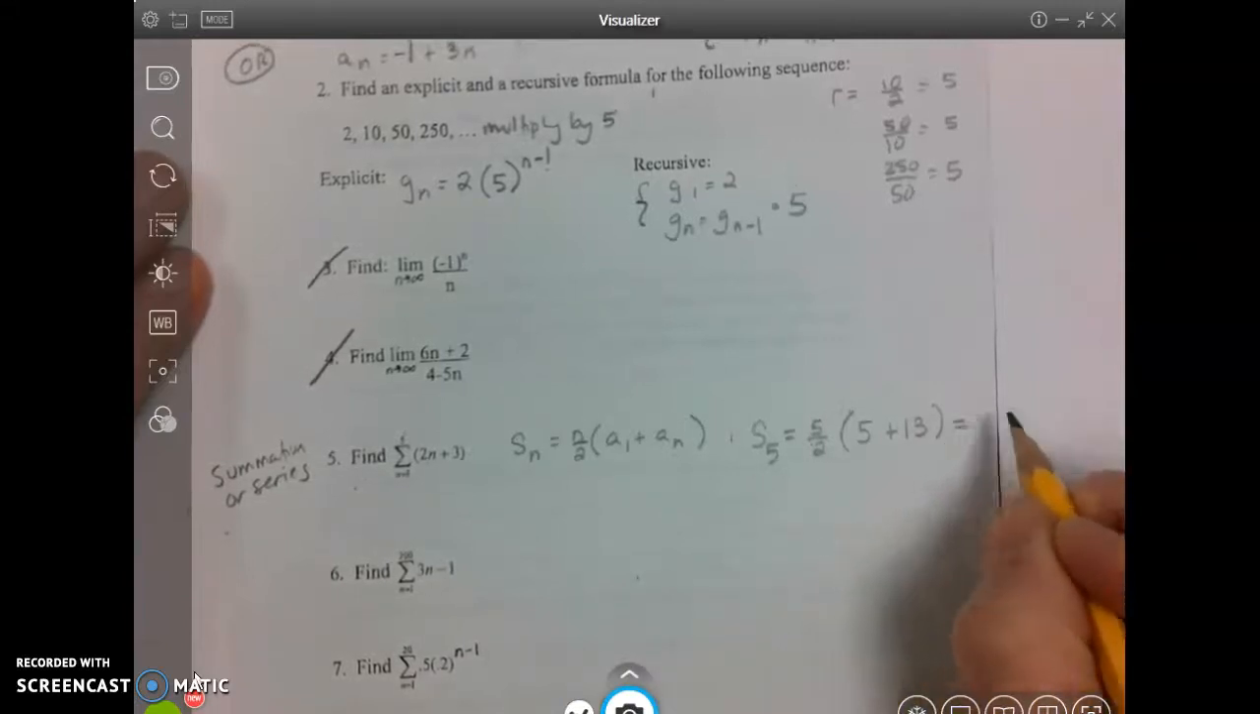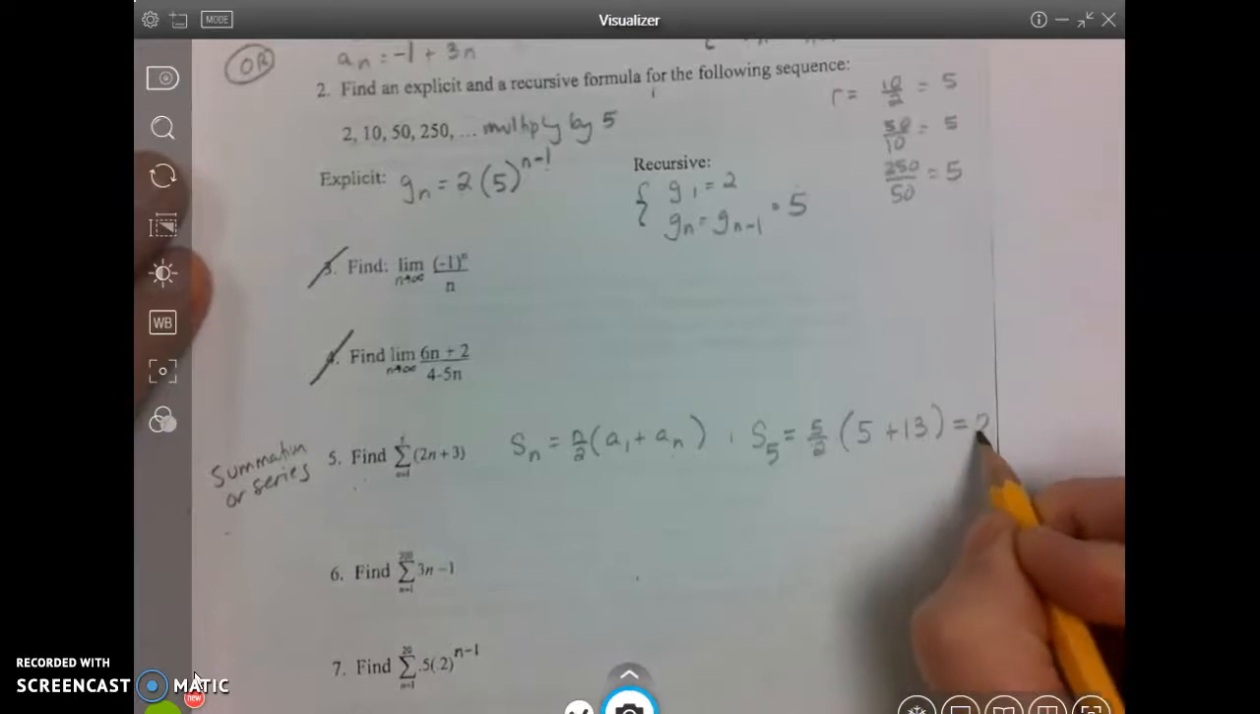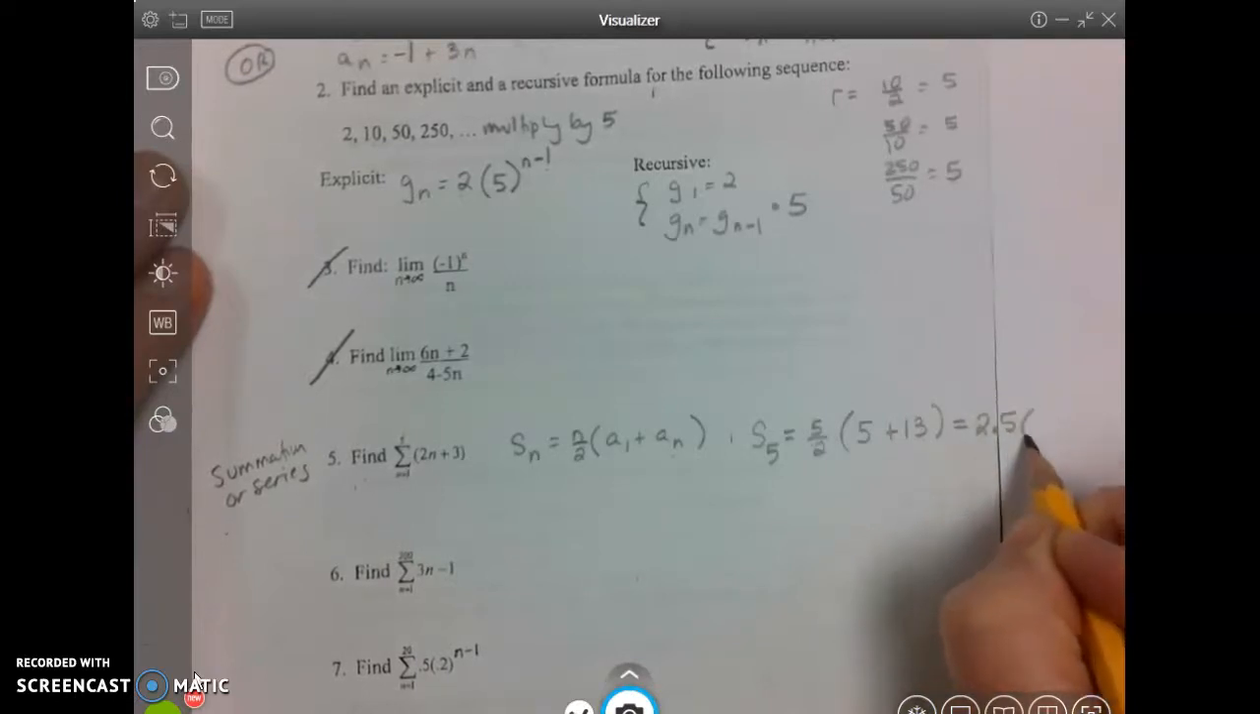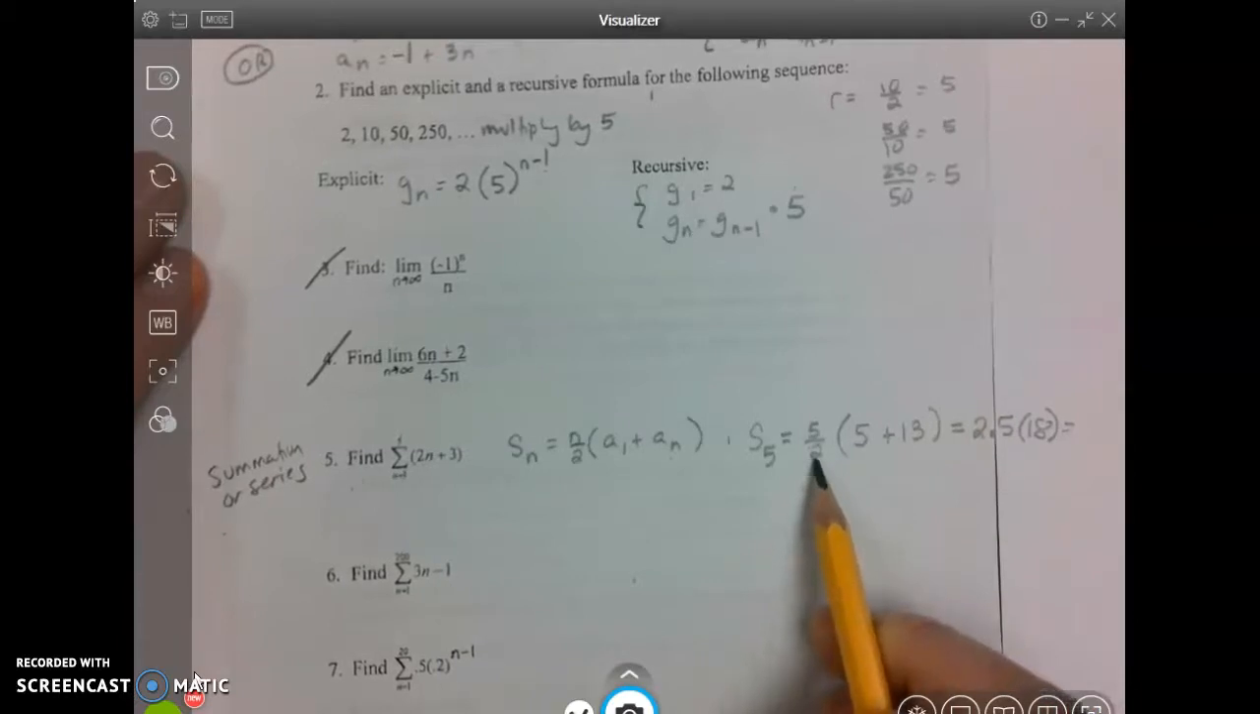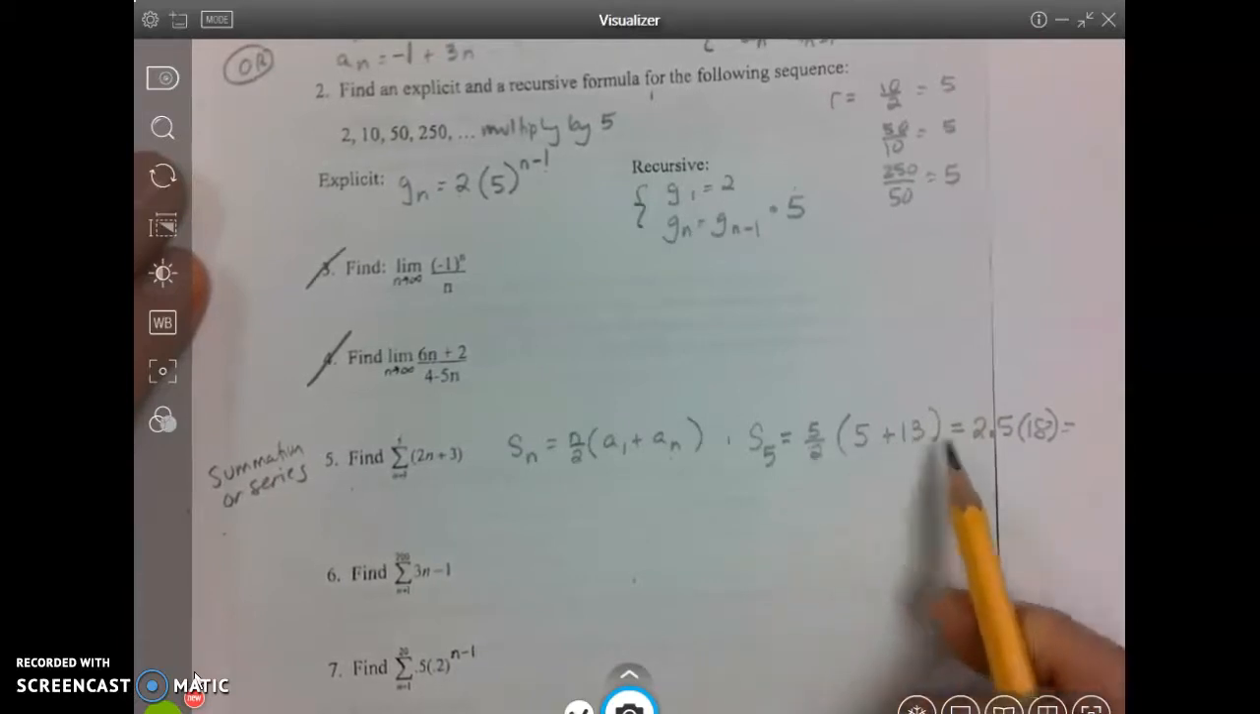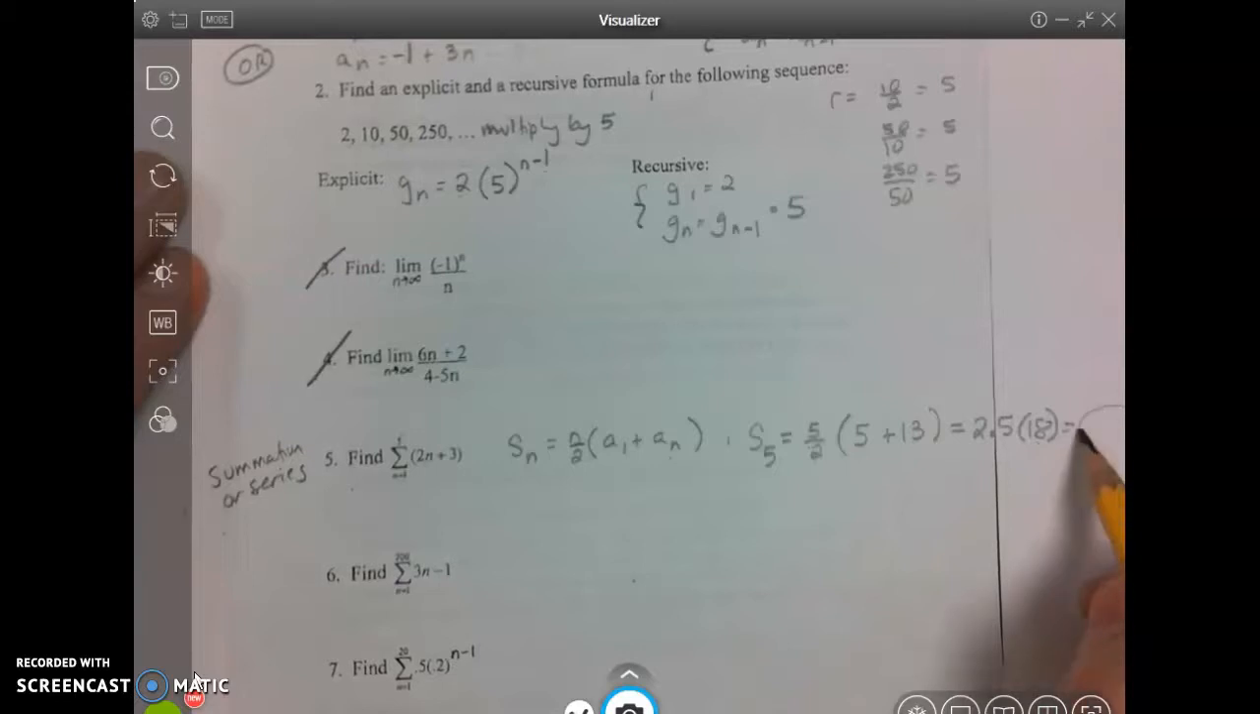So I'm going to go ahead and put 2.5 times 18 into my calculator. 2.5 is the 5 divided by 2. 5 plus 13 is where I got the 18. And then you will get your final answer.